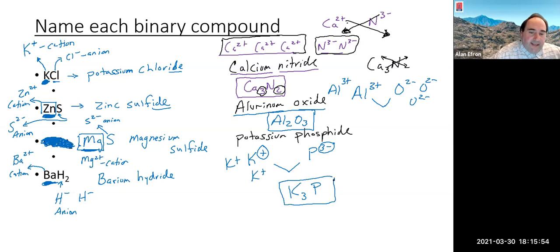Question on going from name to formula. Again, it's good to keep it simple. Think about just the basic units of what make those guys up and put them together. Any questions on that one there?